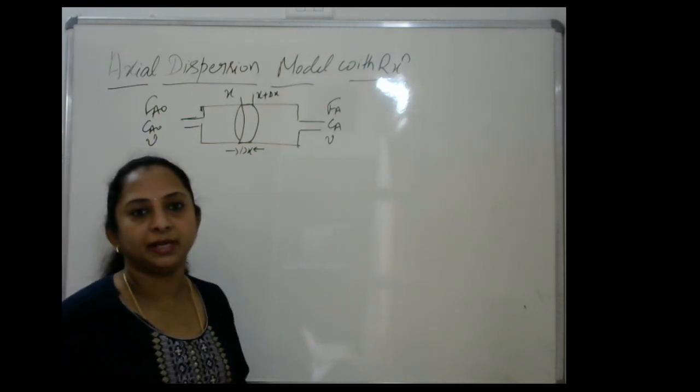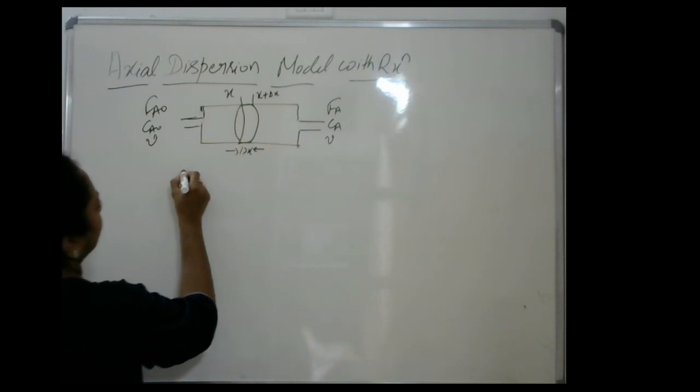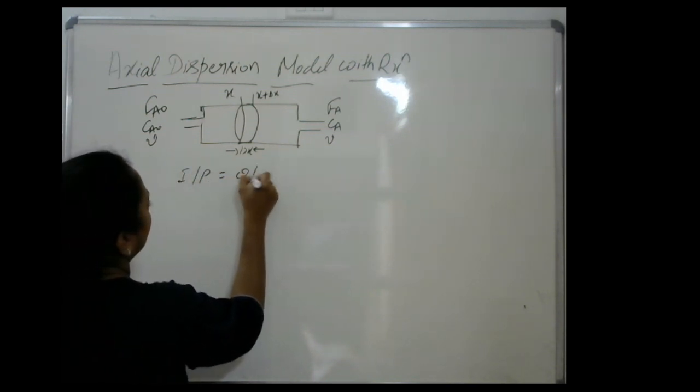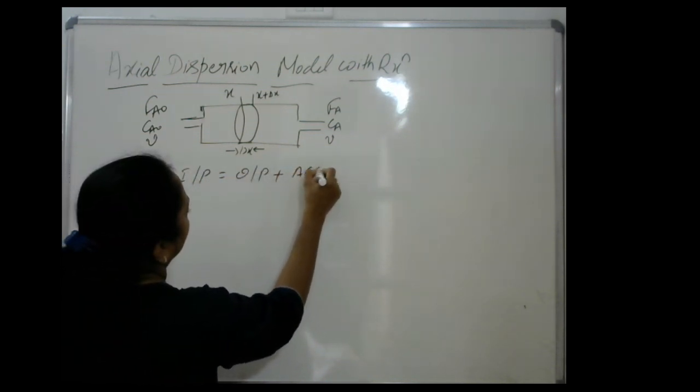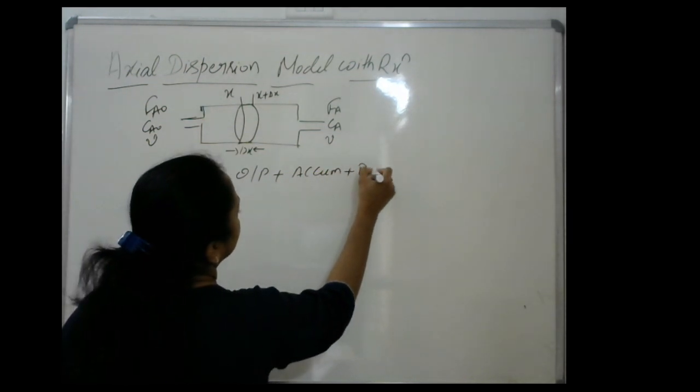So I'll just start with the material balance. What is that material balance? Input equals output plus accumulation plus disappearance.